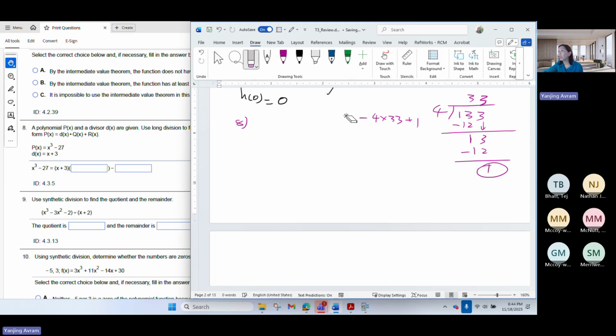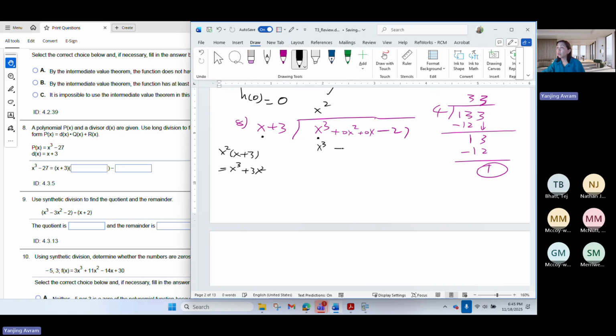Very similar to the number we had before. In this case, how do I do the long division? My divisor here is x plus 3. I have x cubed minus 27. I put 27 at the very end because we have to include plus 0x squared plus 0x. In order to get x cubed, I need to multiply by x squared. So x squared times x plus 3 gives x cubed plus 3x squared. Then you have to do the subtraction.